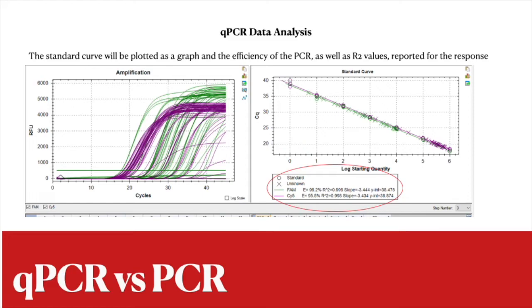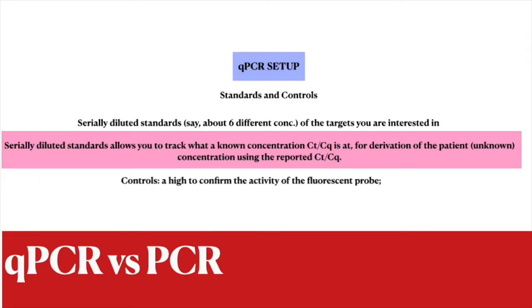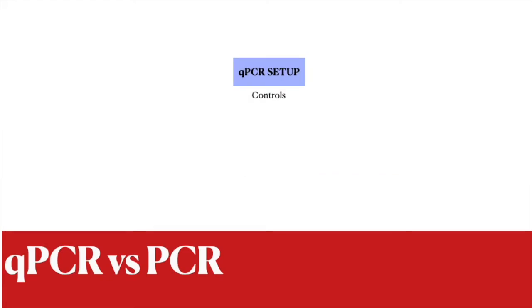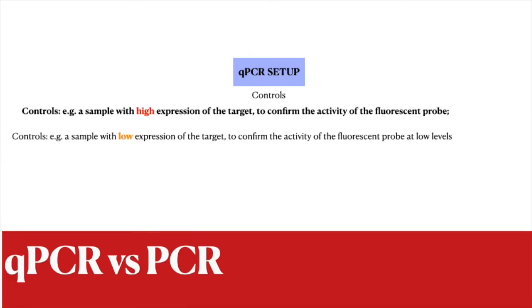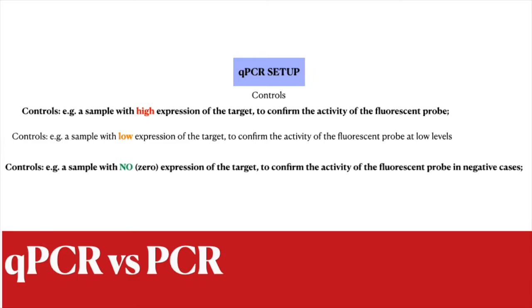In addition to the standard curve, in practical terms, you would also include quality control samples. These are samples where in one, you know for sure that there is virus, and so you expect to detect it. And then in another, you know there is no virus, and you expect to not detect any fluorescent signal. And these help you to trust the results that come off of your qPCR run.